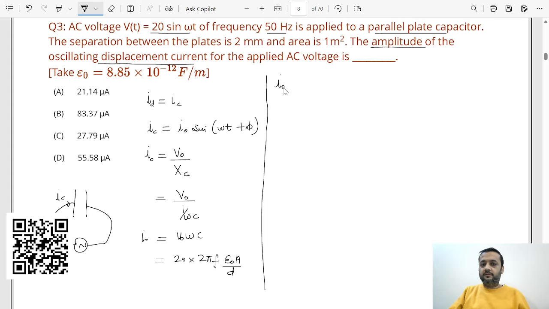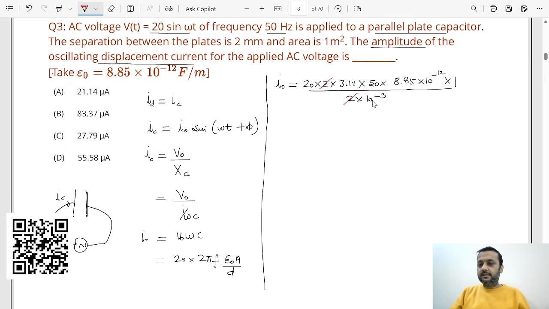So I naught is equal to 20 into 2 into pi, which is 3.14, into frequency, which is 50. Epsilon naught will be 8.85 into 10 to the power minus 12, into area. Plate area is 1 meter square, divided by d. D is 2 mm, so that will become 2 into 10 to the power minus 3. Now we can just do the calculations here.